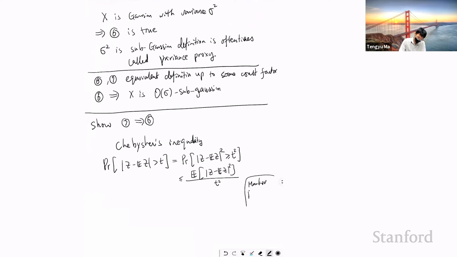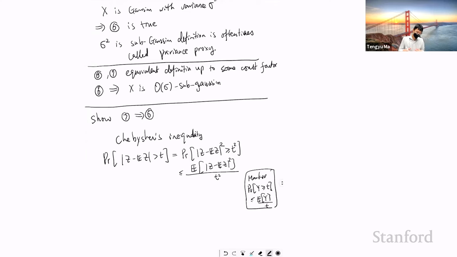Which is saying that if you look at the probability that some random variable, let's call it Y, is larger than t, this is smaller than the expectation of Y over t. Because if you have so much mass larger than t, then your expectation has to be high. That's basically the intuition.